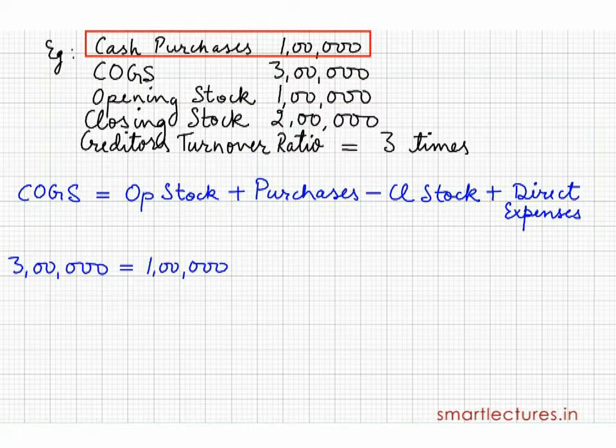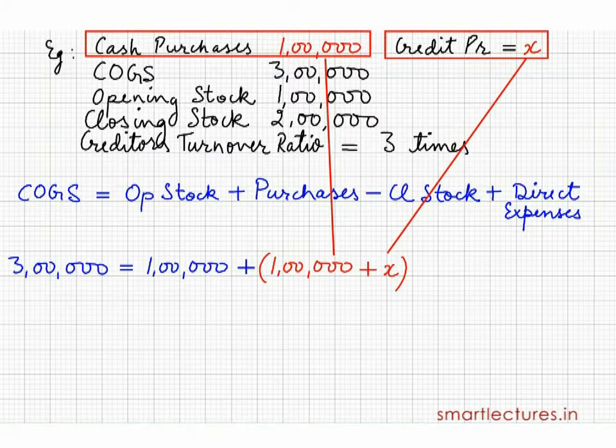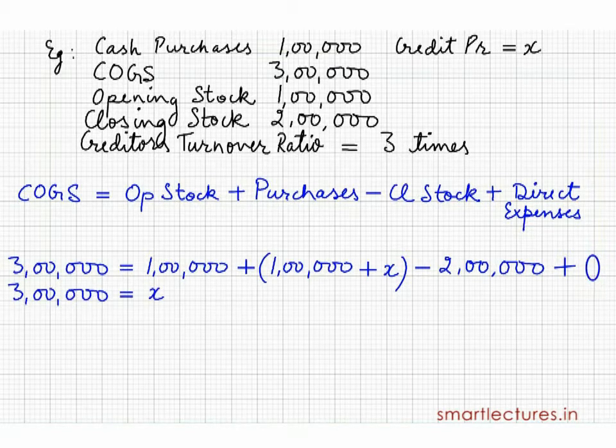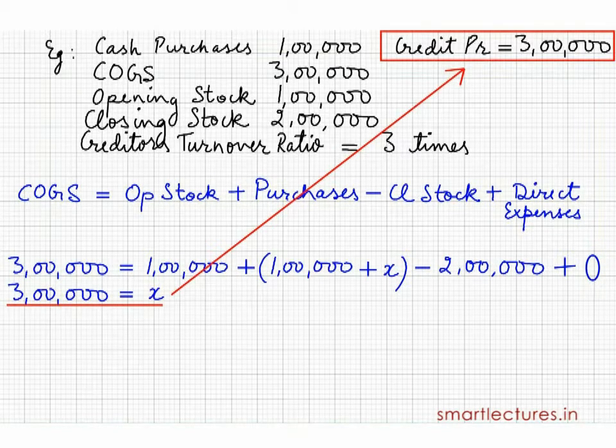We have been given cash purchases, but we don't know about credit purchases. Let's assume the credit purchases are X. So 3 lakhs is equal to 1 lakh plus 1 lakh plus X minus 2 lakhs, meaning closing stock, plus 0. We are going to assume that direct expenses are 0. So that means 3 lakh is equal to X. It means X is equal to 3 lakhs, and X means credit purchases are 3 lakh.